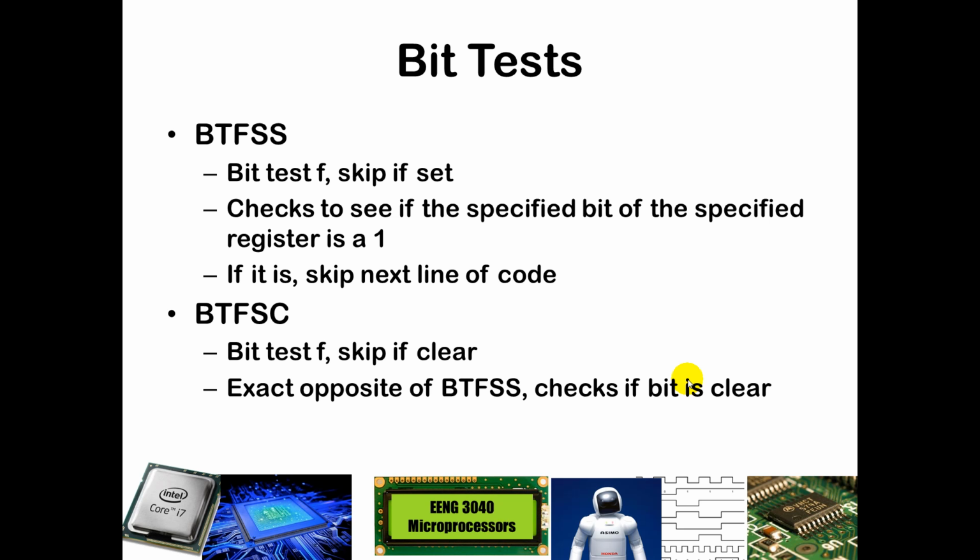And so what that will do, it will look for a 0 at that particular bit. If it finds a 0 at that particular bit, it'll skip one line of code. Otherwise, it will just flow right on through to the next line. So we'll see that these are very useful in the next video.